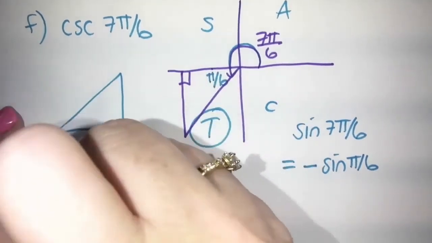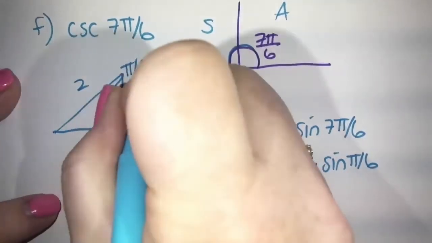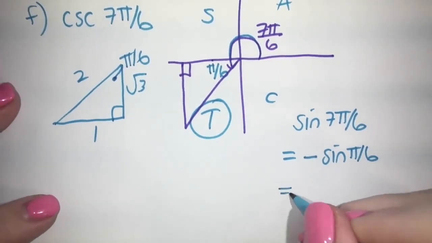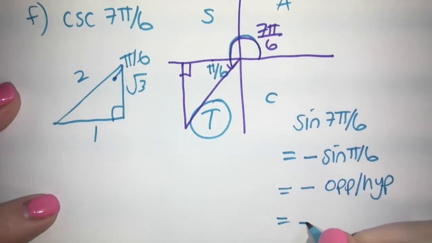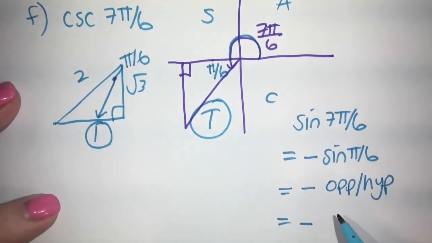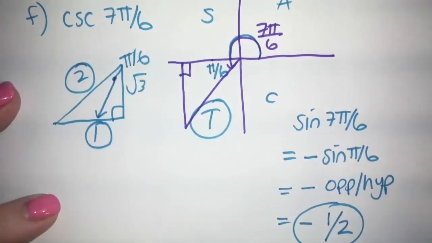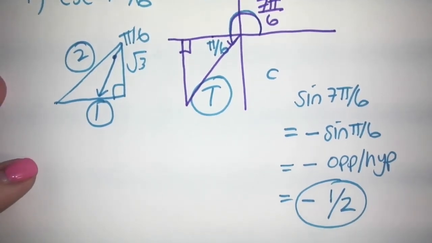So draw your triangle. Pi over 6 is your top angle. We're looking at sine, so SOHCAHTOA, opposite over hypotenuse. Opposite from pi over 6 would be 1, across the triangle, and the hypotenuse is 2. So the answer for sine 7 pi over 6 would be negative 1 over 2.